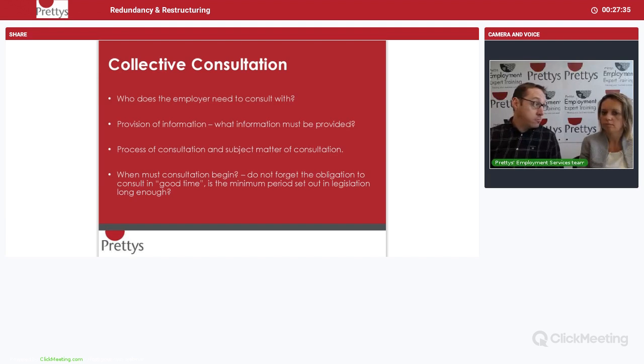And of course, Form HR1 needs to go off to the Insolvency Service. Even if you're not in financial difficulties and you're making redundancies for another reason, you need to submit an HR1 form. Failure to do so is a criminal offence. I did put the question on there: when does it need to begin? Don't forget the principle to consult in good time. Is the minimum period set out in legislation long enough? In reality, it most probably is, but I put that there to remind us of our general consultation obligations. The maximum period is 45 days, where you're proposing to dismiss 100 or more employees at one establishment.